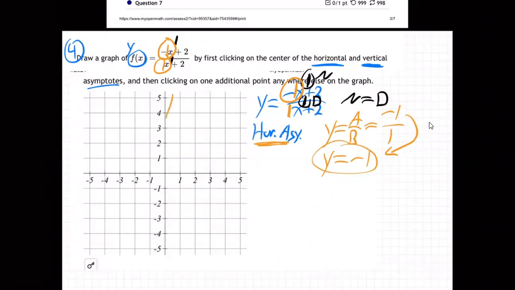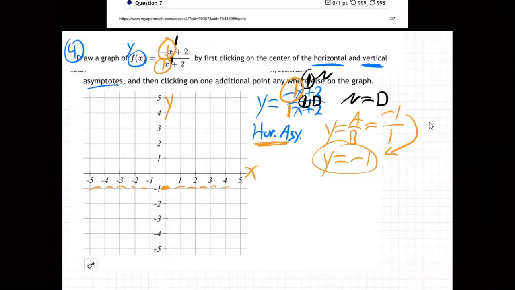Here's the y-axis, here's the x-axis. So that means right down here at y equals negative 1, going through the y-axis. See how I went through the y-axis right there? Right here at negative 1, I go through the y-axis. So that's where the horizontal asymptote is.